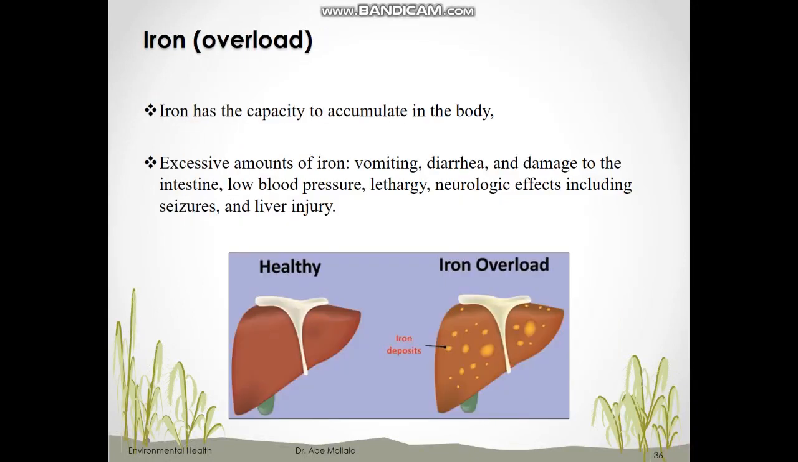The second bad situation of iron is iron overload, because iron naturally has a capacity to accumulate in our body, particularly in the liver. This picture shows a healthy liver and an iron overloaded liver. You can see iron deposit here, since iron can be built up in the liver. Excessive amount of iron can have adverse effects such as vomiting, diarrhea, and damage to the human intestine. It can also produce low blood pressure, lethargy, and neurologic effects such as seizures and liver injury.